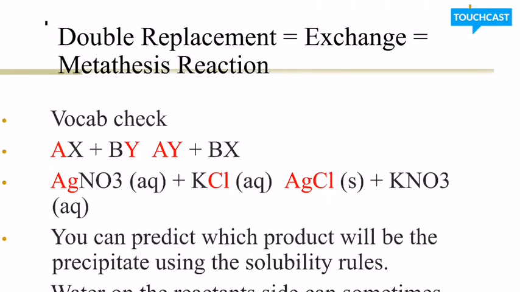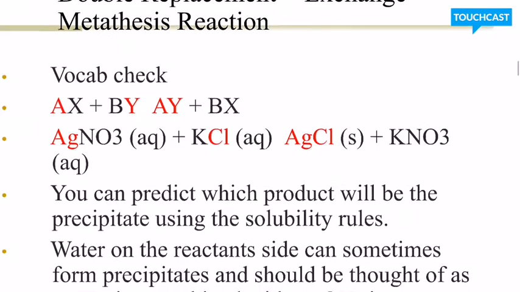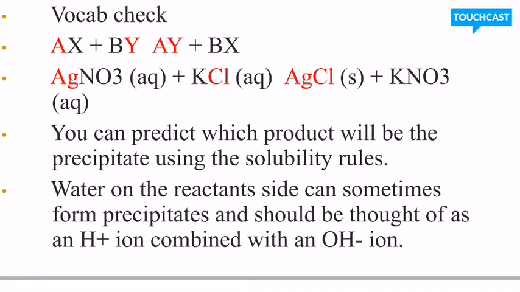So double replacement reactions are sometimes called exchange or metathesis reactions. That's just vocabulary that might not be familiar to you. So when we look at these double replacement reactions, it's very easy to predict which product will be your precipitate. Just use your solubility rules.